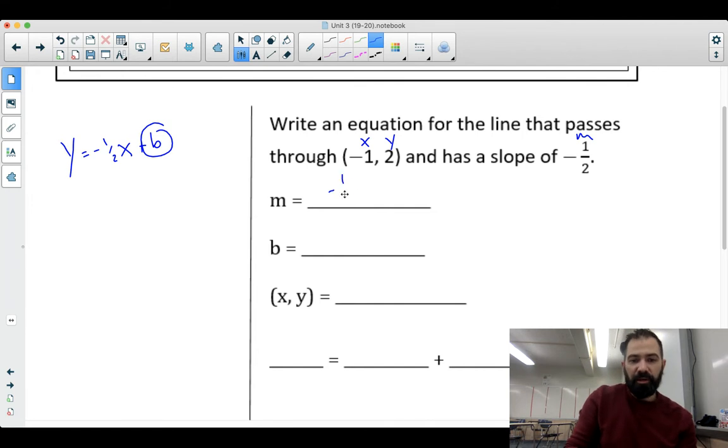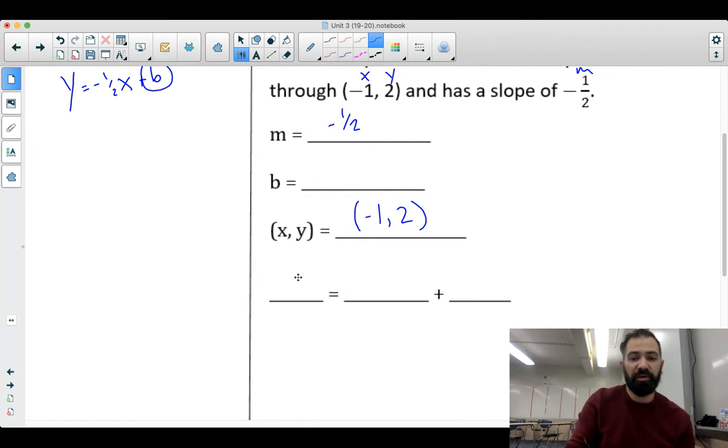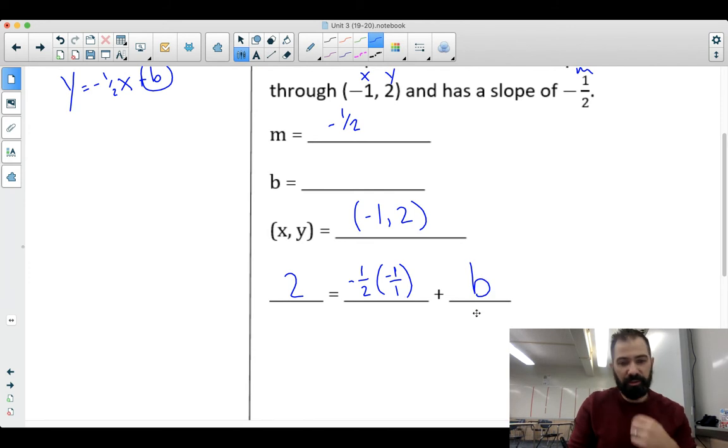Okay, like we said, our slope is -1/2. We don't know our b, so it's not given. We do know an ordered pair, (-1, 2). So let's use this information and solve the equation. Well, you have a y, 2. You have an m, -1/2. You have an x, -1. I'm going to do -1/1, so we keep them both as fractions. But we don't know our b, so let's solve here.